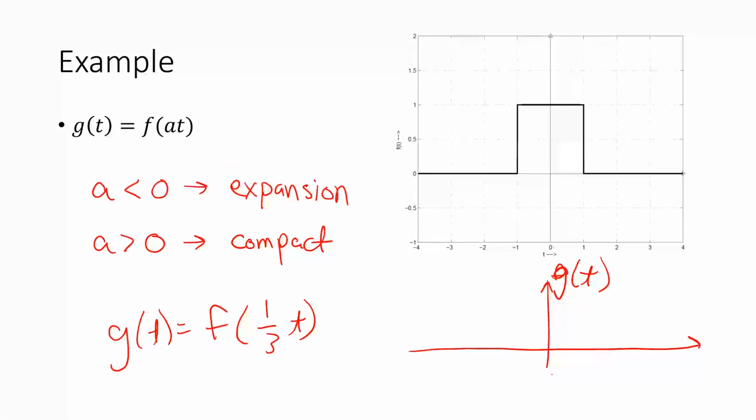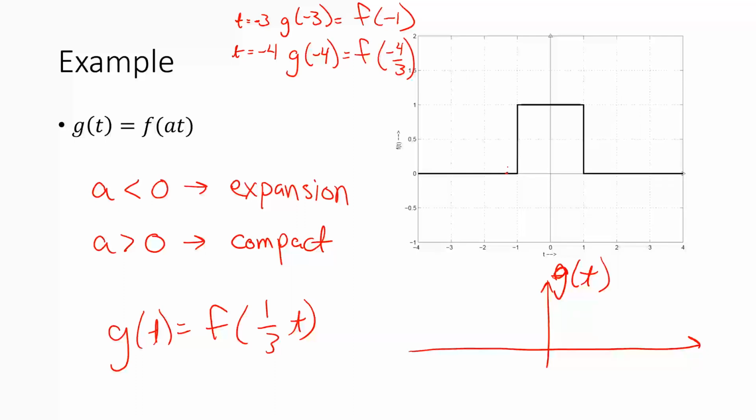All right. So let's say I have g of t is f of 1/3 t. In this case, what I do is plug in, let's start at negative values. So t equal to -3. I have g of -3. That would be f of what? f of -1. So t equal to -3 is where this guy jumps up. Let's say I had -4. That would be g of -4 is f of what? -4/3. Where's -4/3? Well, that's over here. That's equal to 0. This was equal to 1.